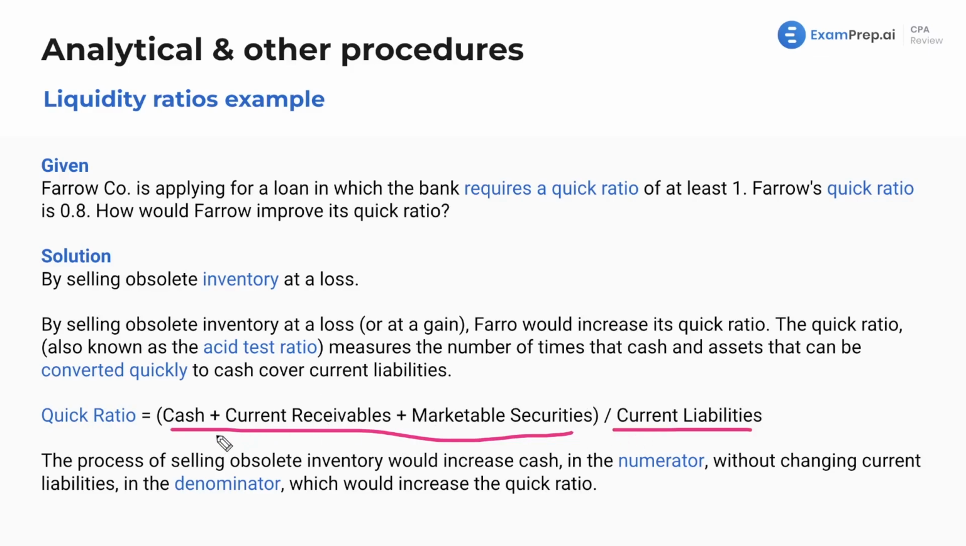Because what are we going to do? We are going to debit cash and credit inventory. We are going to increase cash, and there's no effect of inventory anywhere else here. So by selling any inventory, whether it's obsolete or regular, at a loss or a gain, they would increase their quick ratio, also known as the acid test ratio. This measures the number of times that cash and assets that can be converted quickly to cash can cover current liabilities. If you want a higher one here, the process of selling this inventory would increase cash in the numerator without changing current liabilities in the denominator, which would increase the quick ratio.